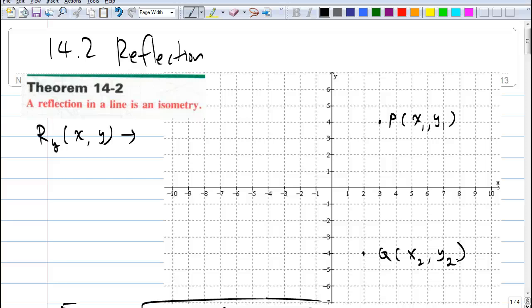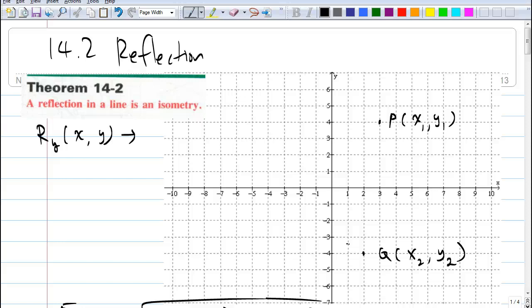That's why if I do this, it'll represent every segment you could think of, any length, because this is some arbitrary point. That's why you have to use these variables. You can't just do 3, 4 and 2, negative 4 and say, oh, if you reflect these points, the distance will be preserved. That doesn't show that it's an isometry. It's true for that particular case, but it's not true for every segment.